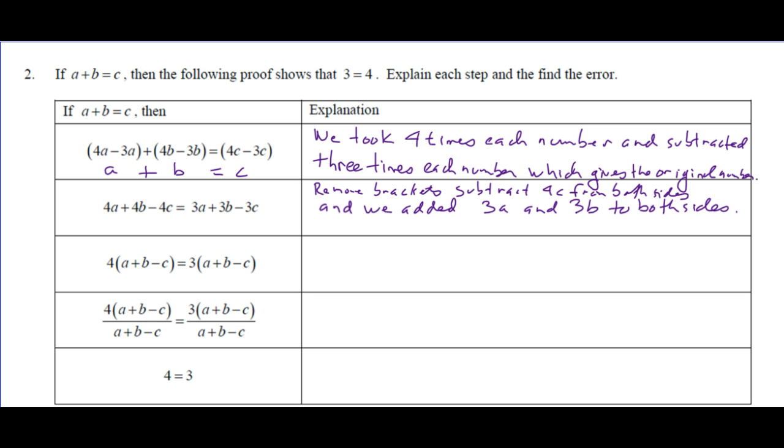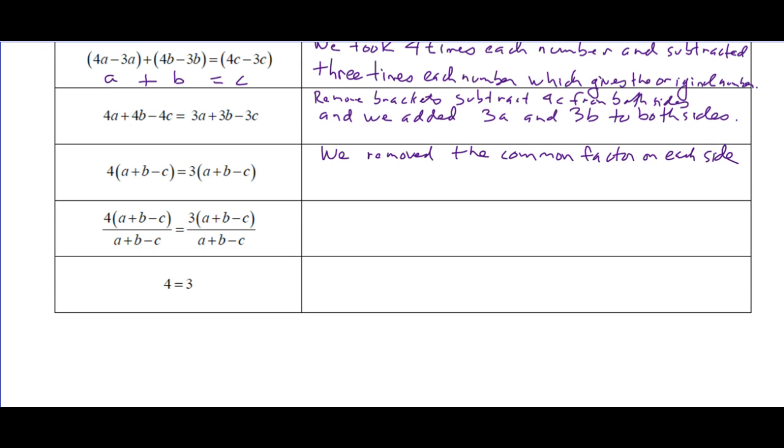So what are we doing on this step? Taking out the common factor. So we removed the common factor on each side. Okay, now what are we doing? We got this A plus B minus C, so we're dividing both sides by A plus B minus C, which is common to both sides, right? They both have an A plus B minus C. And that leaves us with 4 equals 3.